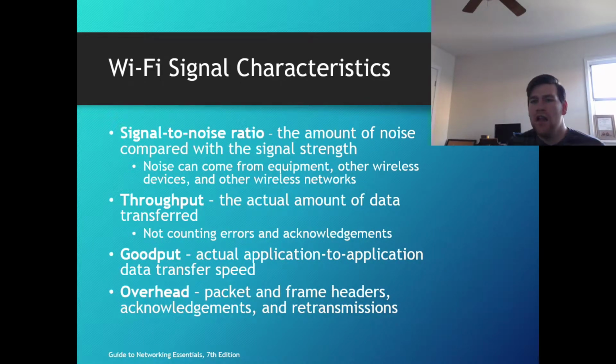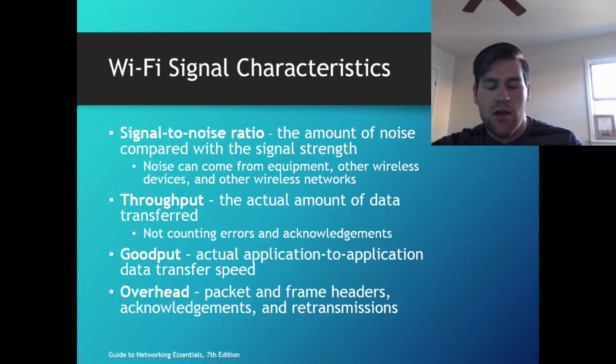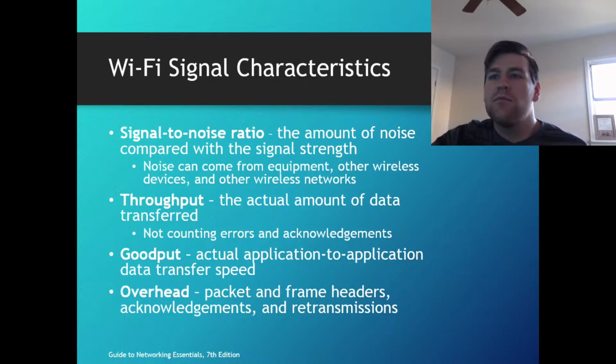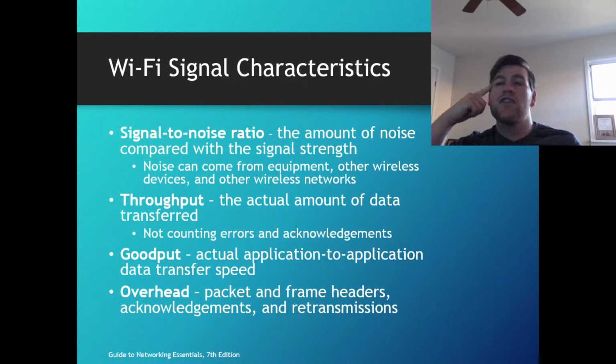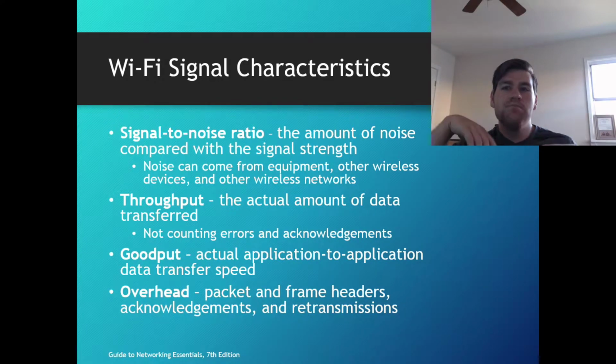Okay, so I gave you a couple of these definitions already. I mentioned throughput and overhead to some degree, but I want to give you some additional definitions. And these don't only apply to wireless. Throughput and overhead and goodput all apply to other things as well, but it does bear mentioning when referencing wireless. So, signal to noise ratio. This is the amount of noise compared to the amount of signal. It's a direct ratio.